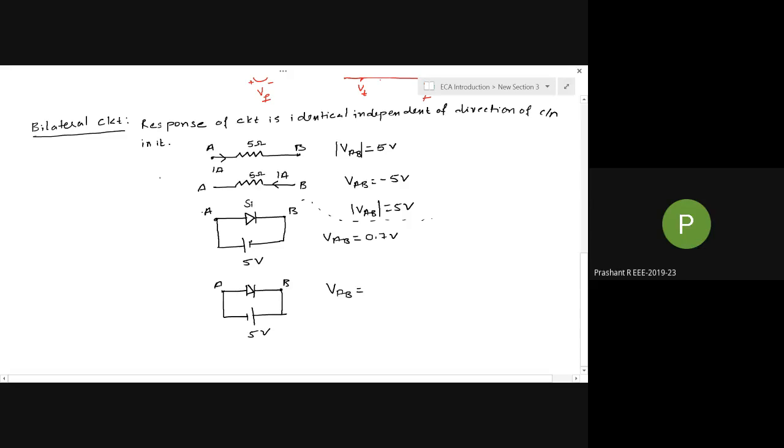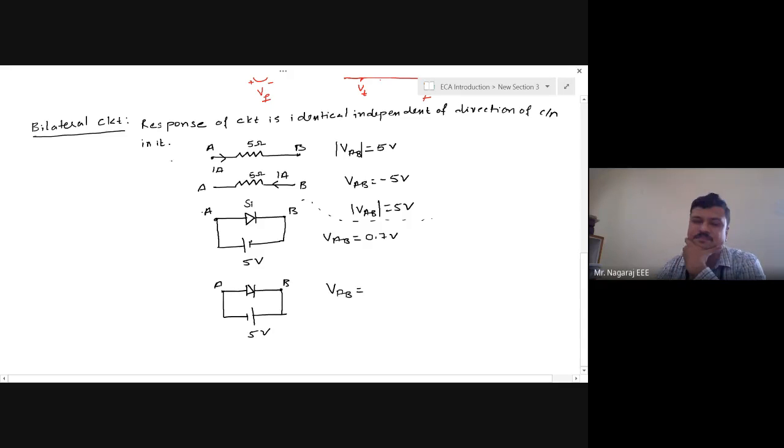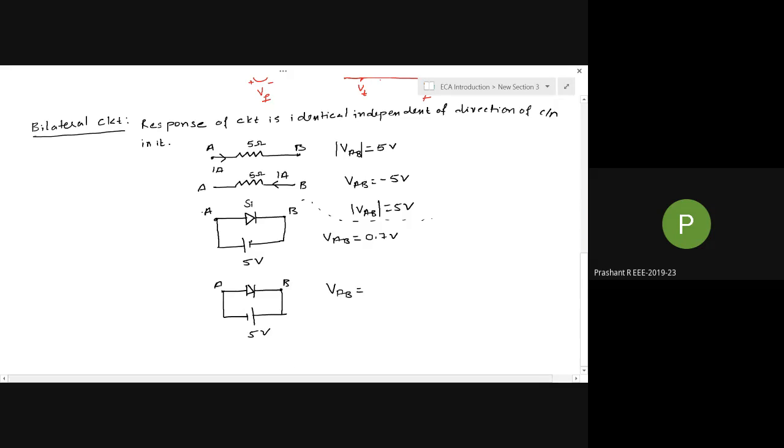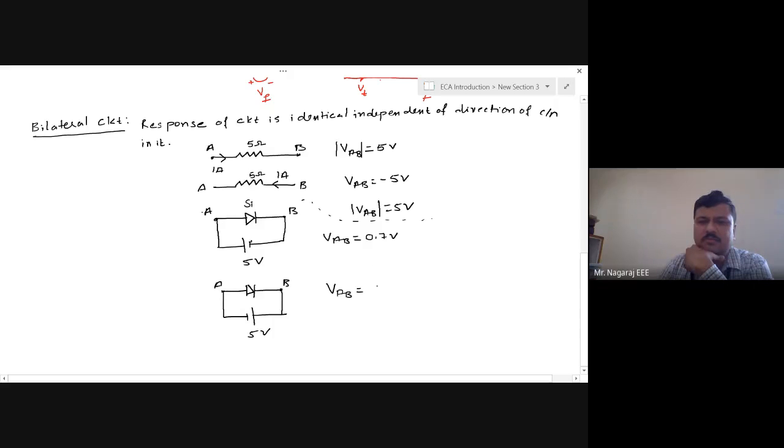Yes, sir. What is VAB, Prashant? 5 volts. Yes, it will be minus 5 volts in that case, okay? Because I have reversed the direction, it is minus 5 volts. So when I reverse the direction of the potential difference, the value of voltage is different.